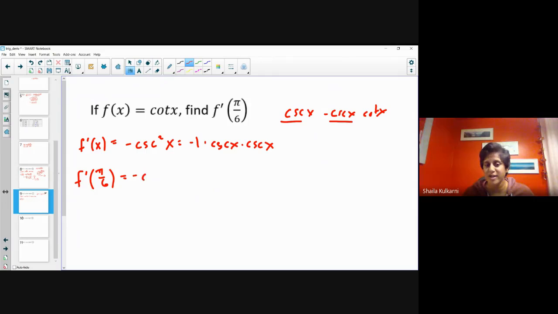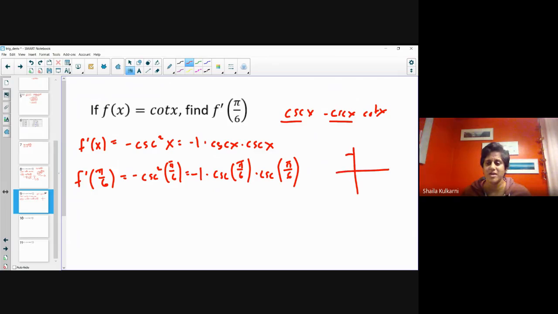So you can write it as negative cosecant squared of pi over 6, or you can just do negative 1 times the cosecant of pi over 6 times, again, the cosecant of pi over 6. Well, here we're back to our normal thing, guys. What is the cosecant of pi over 6? We're back to the unit circle. Pi over 6 is over here. The coordinates over there are root 3 over 2 and 1/2.